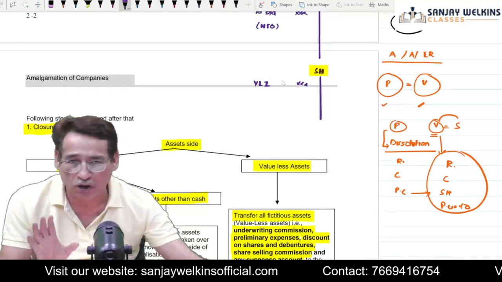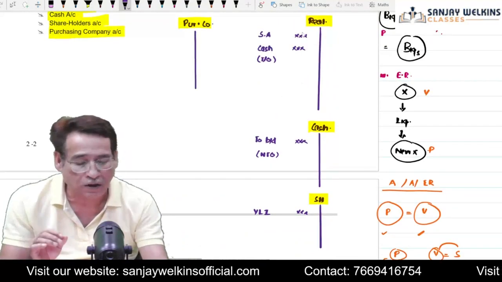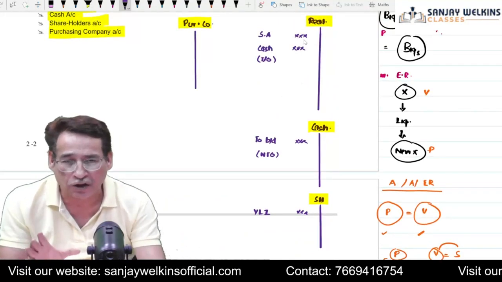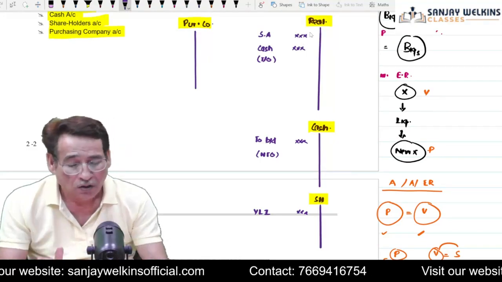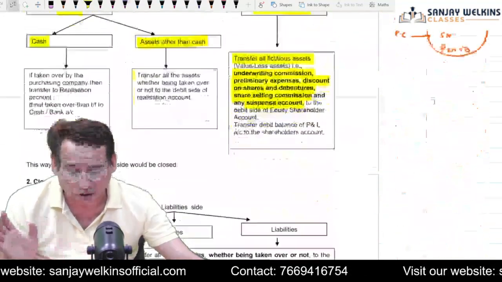Regarding cash, we have to exercise caution. Otherwise, all assets will be posted to the debit side of the realization account, irrespective of whether those assets have been taken over or not. So, this is how we are going to close down our asset side.